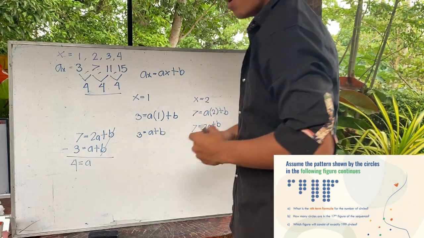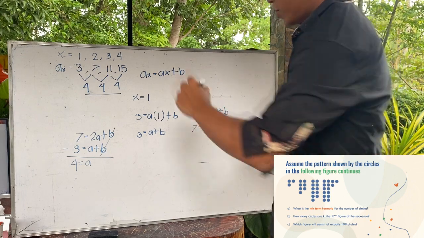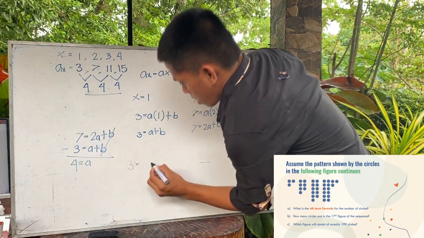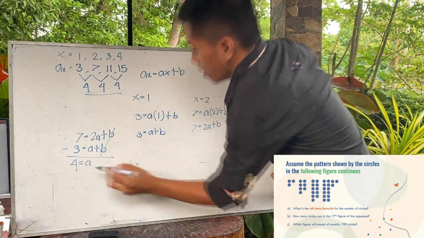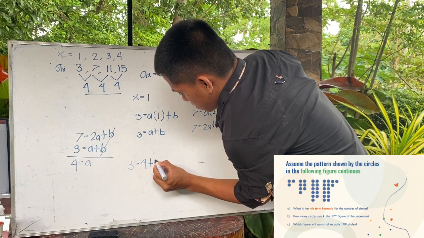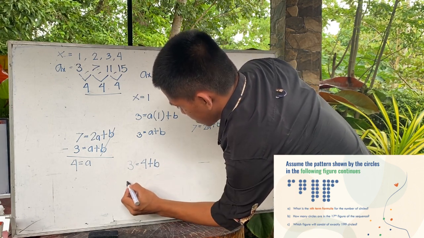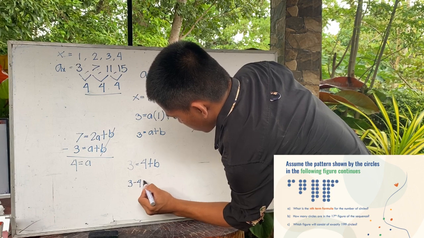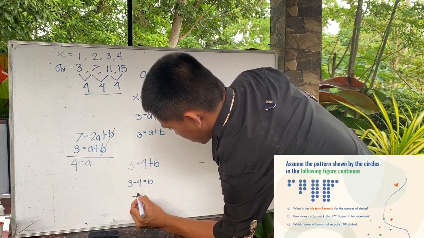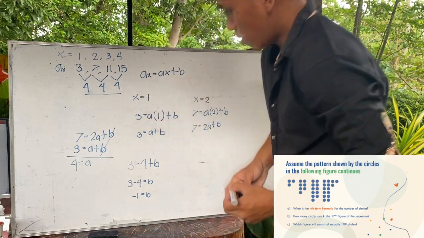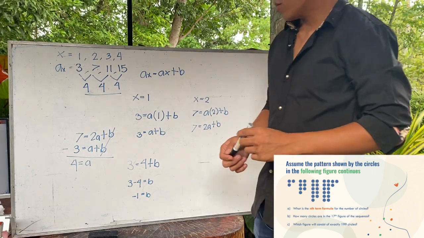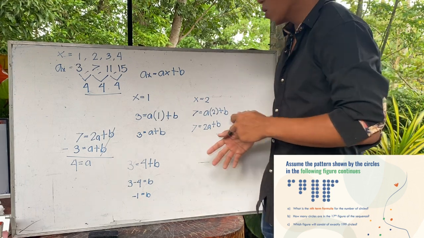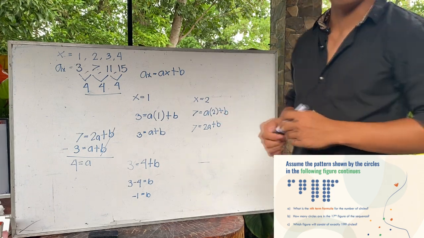Now that we have our a, we will solve for b using this as our formula. So 3 equals our a, which is 4, plus b. Solving that, 3 minus 4 equals b, which comes out as negative 1 equals b. So now we have our a and we have our b, where a is 4 and b is negative 1. Now that we have those, we can make a formula for our nth term.